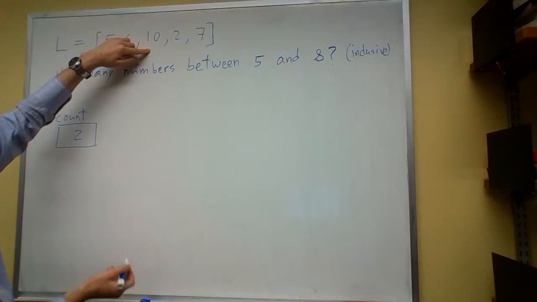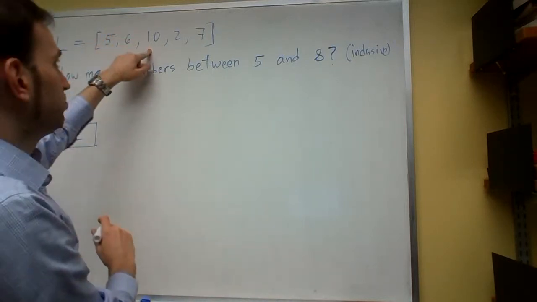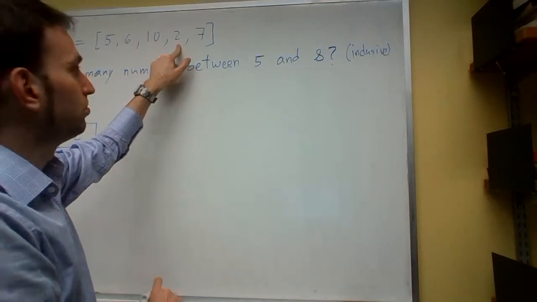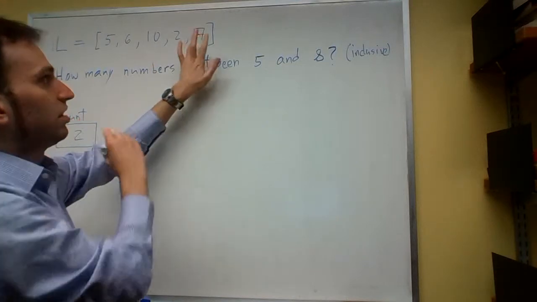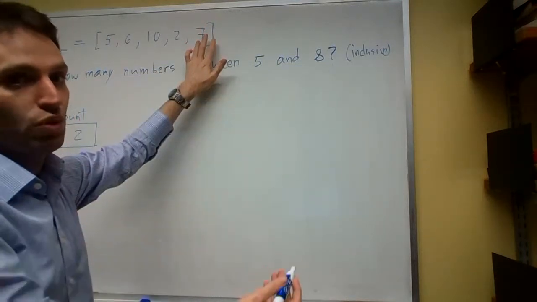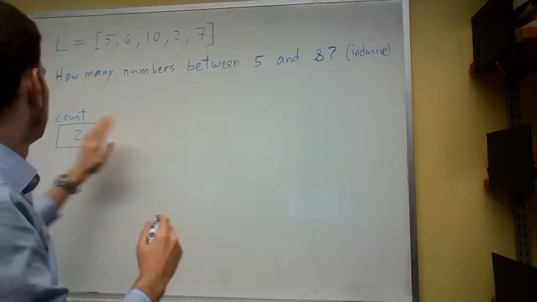That's not between 5 and 8. The count will stay the same and I'll just move on. This is a 2. Not between 5 and 8. The count stays the same. This is a 7. The 7 is between 5 and 8, so I'll increase the count again.